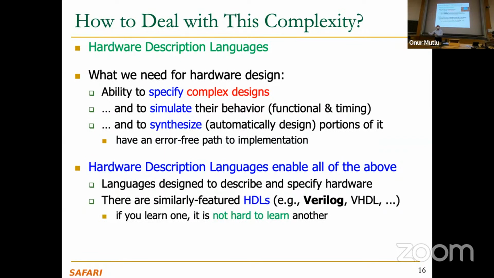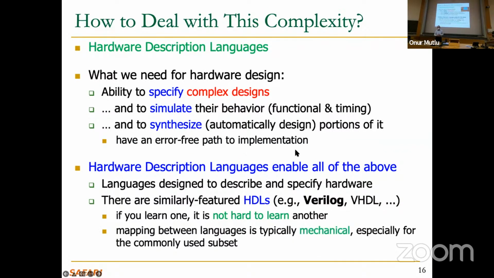There are also some other languages. Some of them are at a similar level of abstraction. Some of them are at higher levels of abstraction than these two languages. But we're not going to cover them. And clearly, mapping between these languages is typically mechanical, especially for the commonly used subsets. Basically, it's a syntactic mapping. You can map from Verilog to VHDL and VHDL to Verilog.